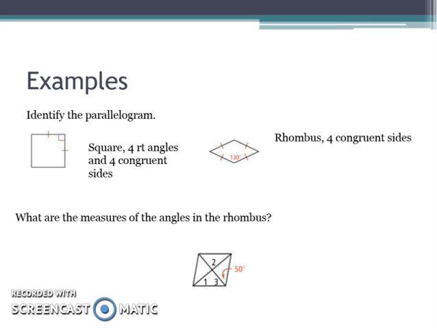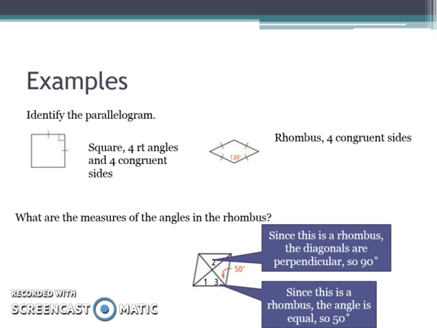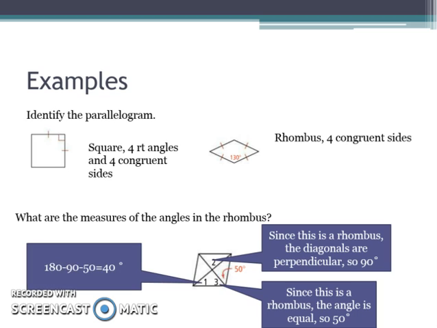The next one, what are the measures of the angles in a rhombus? Well, I know that since it's a rhombus, the diagonals are perpendicular, so angle 2 is just 90 degrees. I know that because it's a rhombus, the opposite angles are bisected, so if you have that 50 degree angle, that means angle 3 is 50 degrees. And then angle 1, well, you see that triangle, you can subtract from 180, you have 50, you have 90, so you get 40 degrees for angle 1.